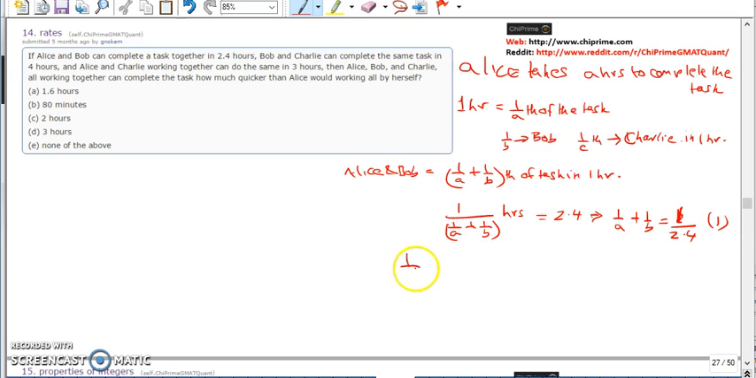Similarly, we have 1/B plus 1/C, that's Bob and Charlie together, completing the same task in 4 hours. So 1/B plus 1/C is equal to 1/4, that's equation 2, and 1/A plus 1/C is equal to 1/3. That is equation 3. So now we have 3 equations and 3 unknowns, A, B, and C.